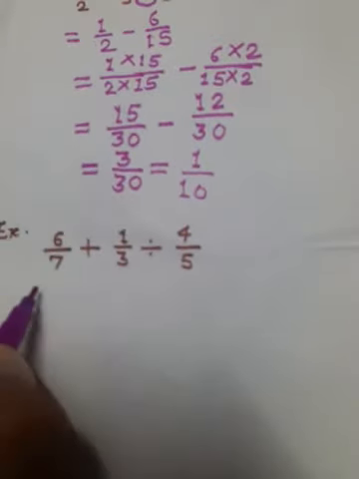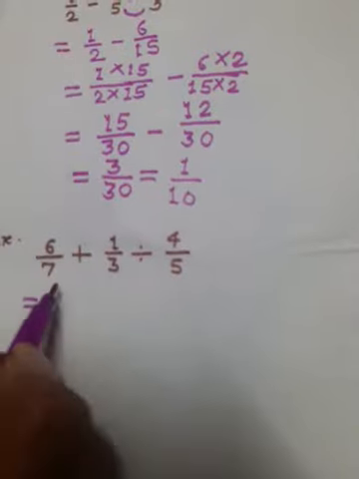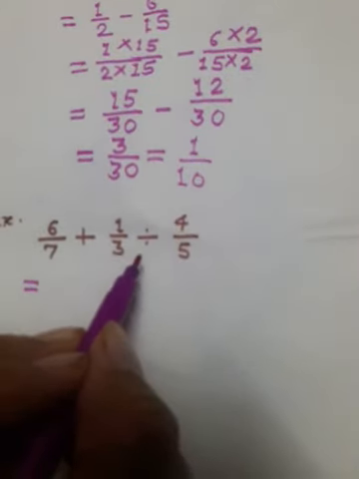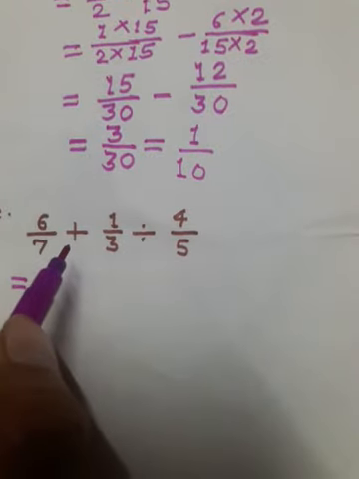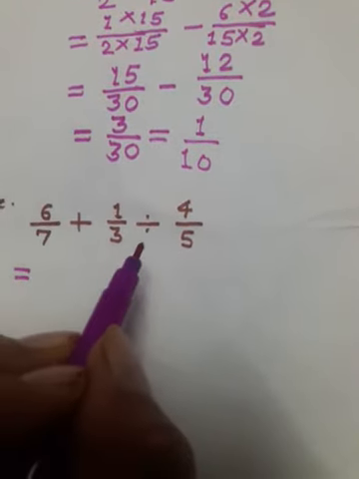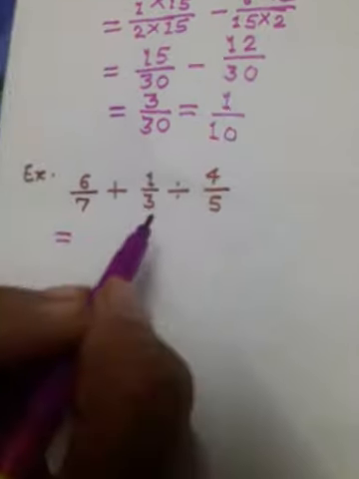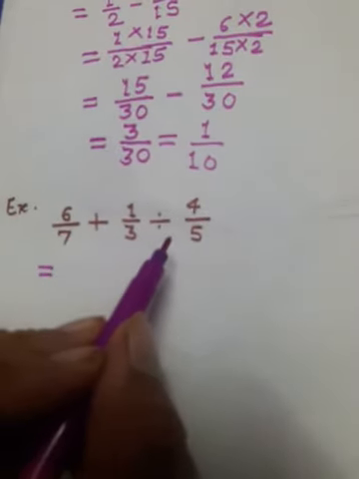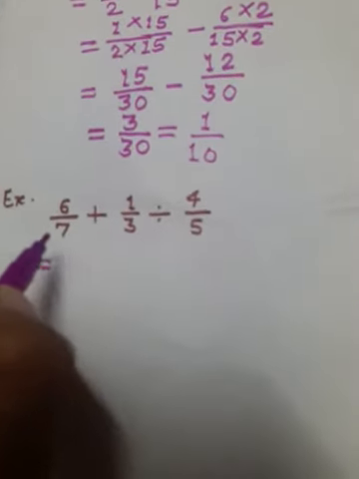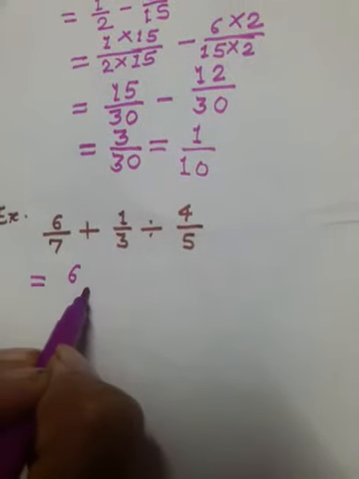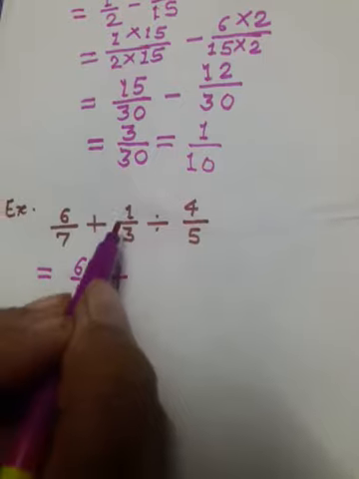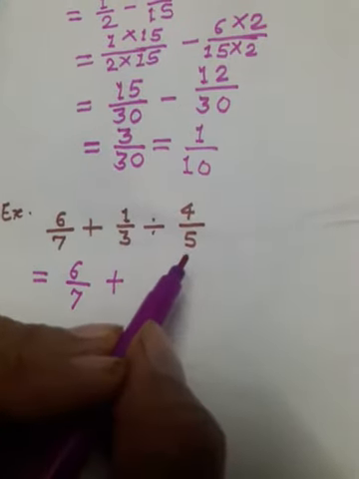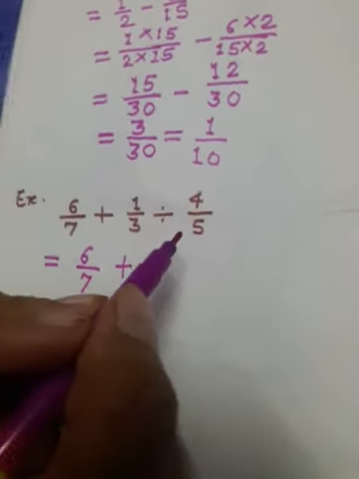Look at this example: 6 upon 7 plus 1 upon 3 divided by 4 upon 5. Here are the operations of addition and division. Therefore, we will carry out the operation of division first by using the rule. 6 upon 7 remains the same, plus 1 upon 3 divided by 4 upon 5.